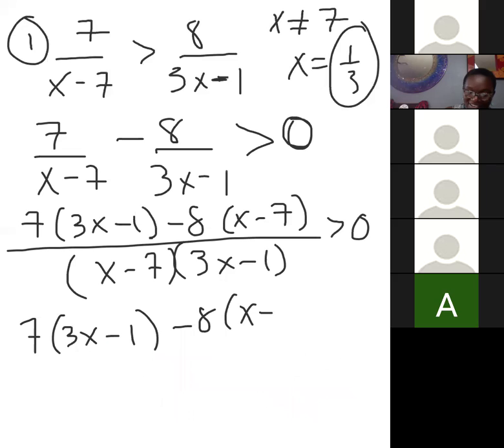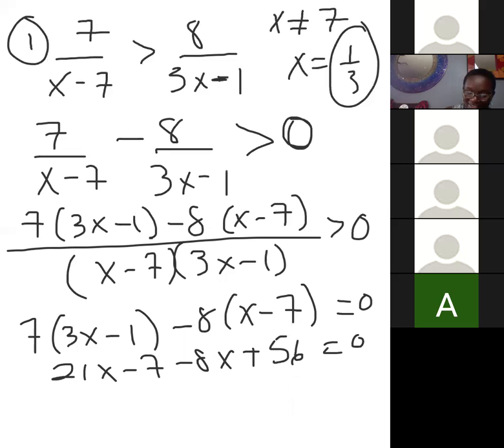Okay, 7 times 3x minus 1 is 21x, minus 7, minus 8x plus 56 equals 0. So 13x plus 49 is equal to 0. Look at that, 13x is equal to negative 49. You get the same thing, okay? Same thing. All right, guys.